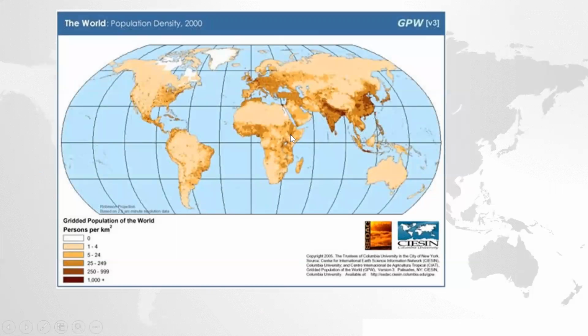So here's a map of the world population density in 2000. As we can see here, high density in India, low density across South America.